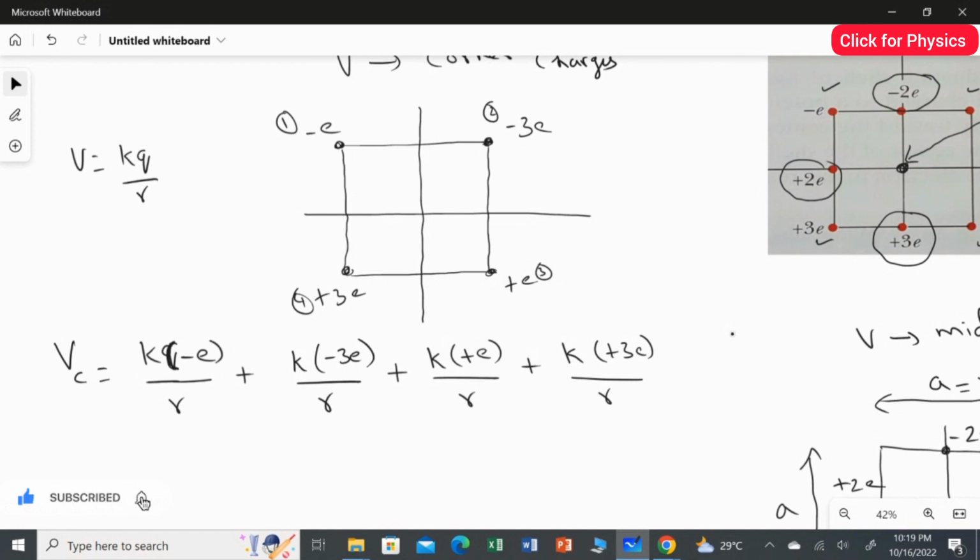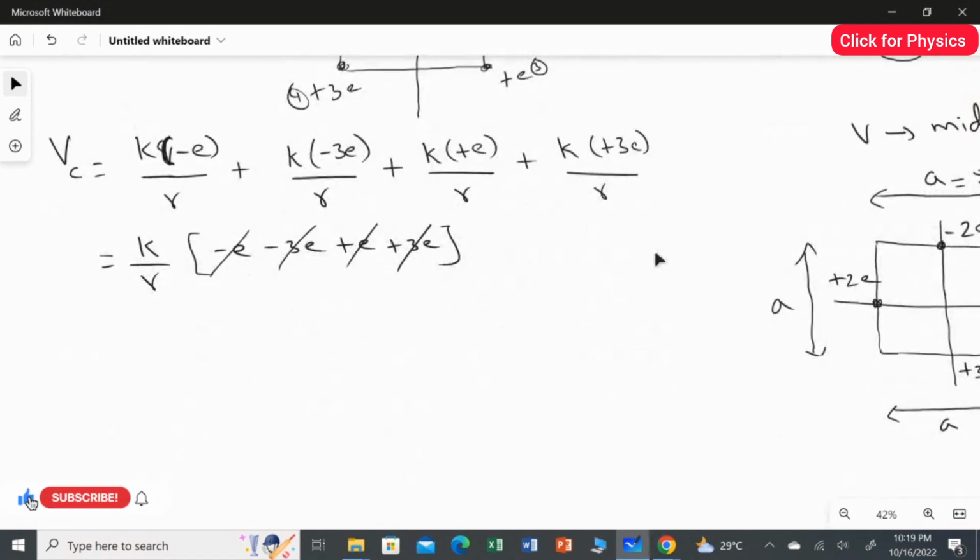Now if you see these values, K over R is a common term, so I'm going to take it outside. So K over R multiplied by minus E minus 3E plus E plus 3E. What will happen? Minus E gets cancelled with plus E, minus 3E gets cancelled with plus 3E. So what is the potential for the corner charge? Anything multiplied by 0 is 0. Clear?